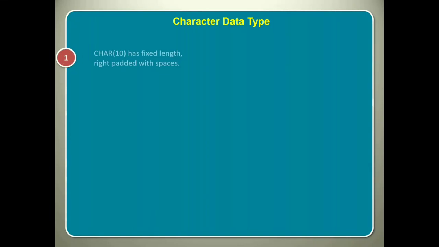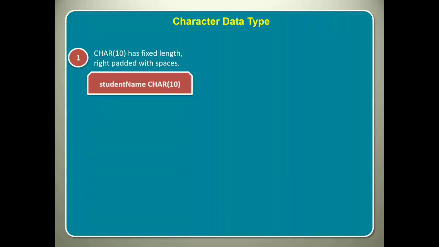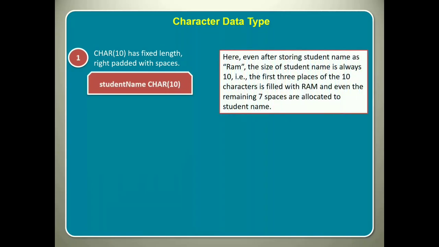Here are a few examples. Char(10) has fixed length, right padded with spaces. For example, consider student name char(10). Here, even if you store student name as Ram, the size of student name is always 10. That is, the first 3 places of the 10 characters are filled with Ram, and even the remaining 7 spaces are allocated to student name.